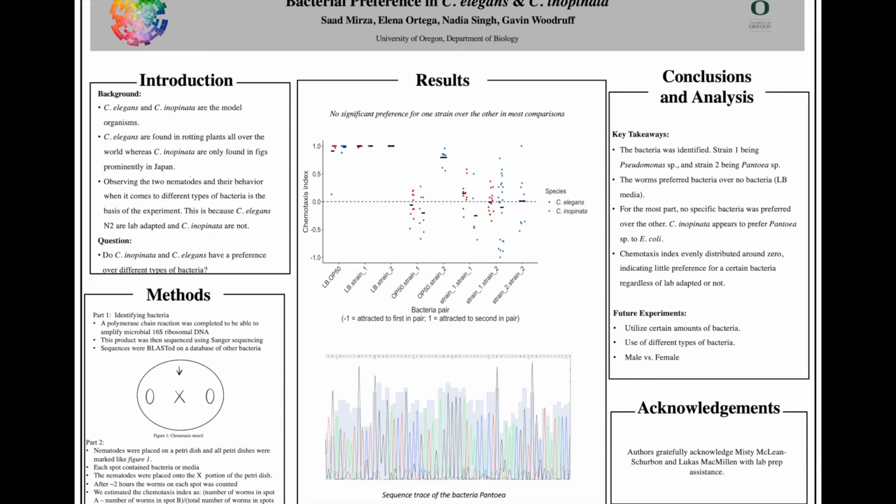So basically the question that arises is, do C. inopinata and C. elegans have a preference over different types of bacteria? Part 1. So basically the methods, there's two parts to it. One was just identifying the bacteria.